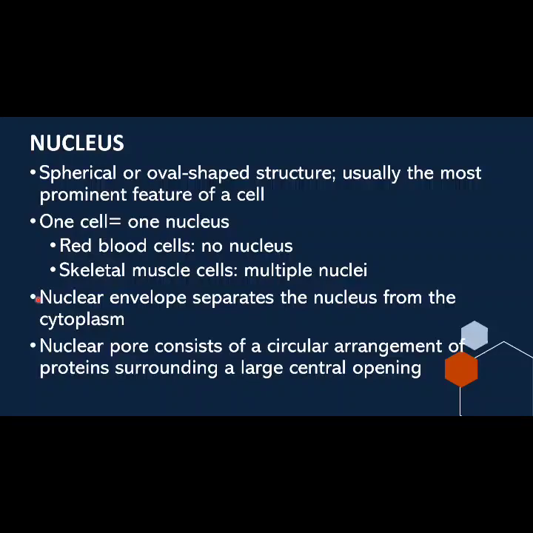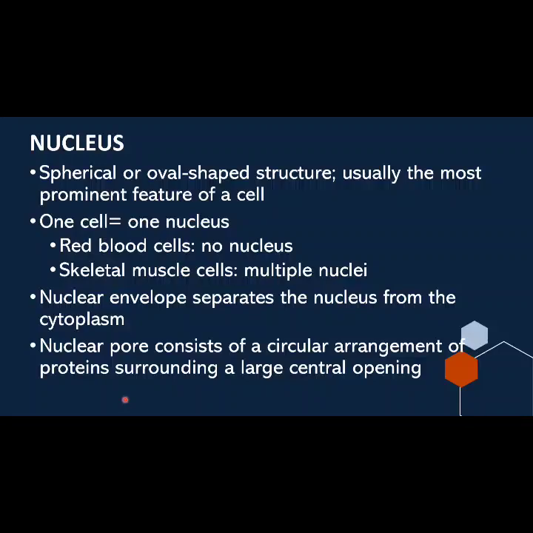The nucleus is also enclosed by a membrane known as the nuclear membrane or nuclear envelope. It separates the nucleus from the cytoplasm. You also have the nuclear pore, which consists of a circular arrangement of proteins surrounding a large central opening. What is the function of the nuclear pore? It controls the movement of substances between the nucleus and the cytoplasm.